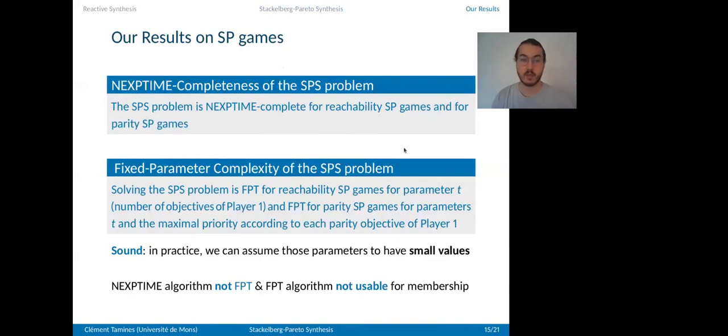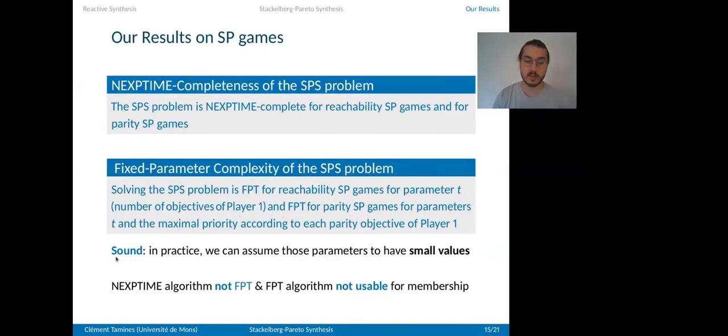First, we have shown that the Stackelberg Pareto synthesis problem is NEXPTIME-complete for reachability SP games and for parity SP games. This is an interesting result for a natural class of games played on graphs. Then, we have studied the fixed parameter complexity of the Stackelberg Pareto synthesis problem. We have found that solving the SPS problem is fixed parameter tractable for reachability SP games for parameter t, which corresponds to the number of objectives of player 1, and fixed parameter tractable for parity SP games for parameters t and the maximal priority according to each parity objective of player 1. This is sound, as in practice we can assume those parameters to have small values.